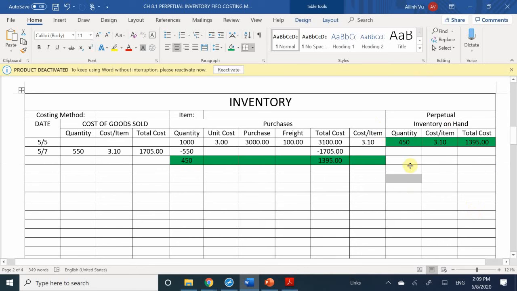Okay? But for this case, I eliminated 550. So I'm going to cross it out and say right here that I have 450, which is my remaining. And it's going to be for the amount of $13.95. So that is it for this one.